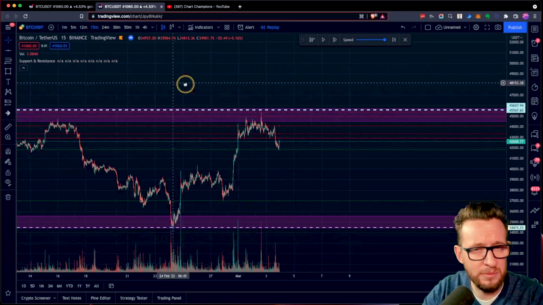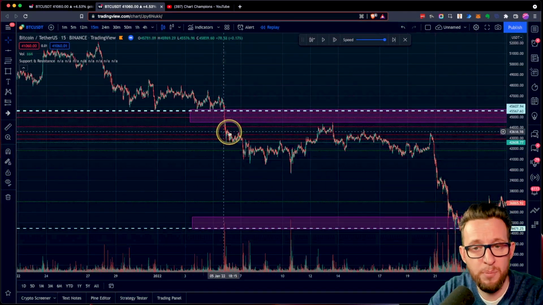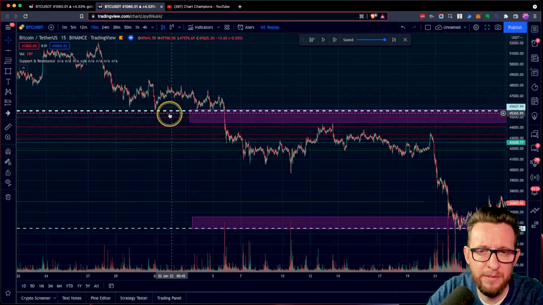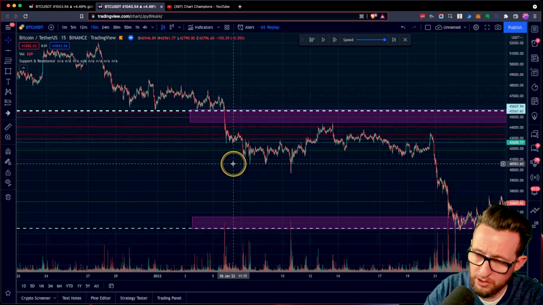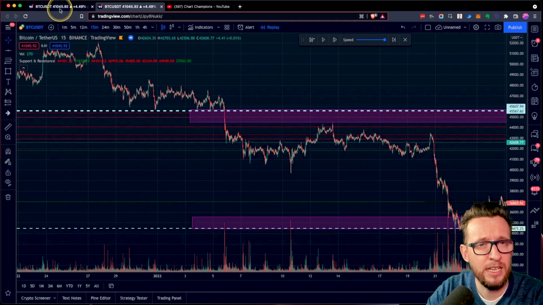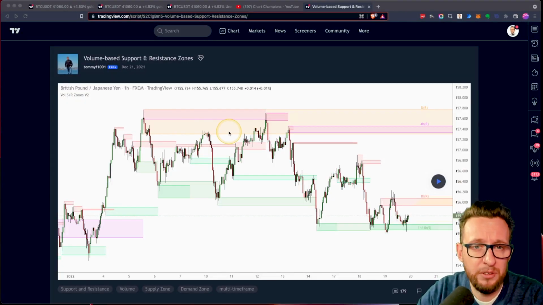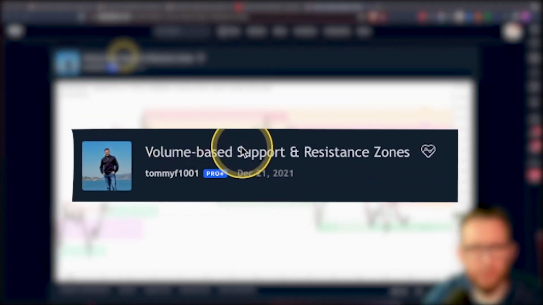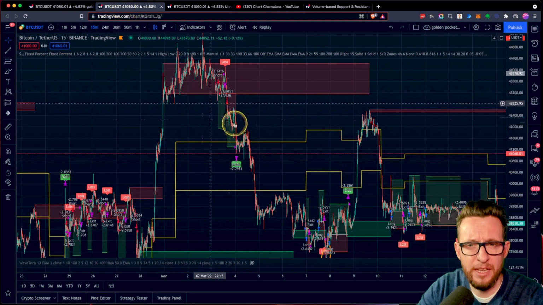So thanks to Crypto Care Bear, who is a member of my Discord, I decided to do this in more block forms. So the idea is, instead of having a line here and a line here, we're going to have blocks which are supported by volume. These blocks will no longer move, well, they'll move a lot less, and we'll be looking at something more like this. So I started building a support and resistance area on this indicator here, which was a volume-based support and resistance by Tommy F 1001. Very good code.